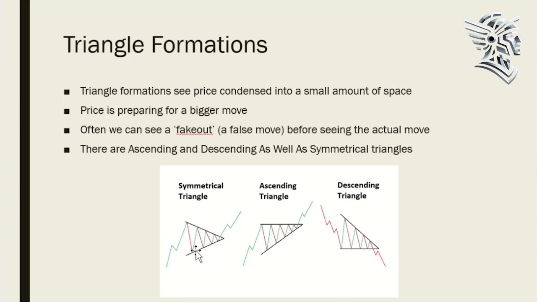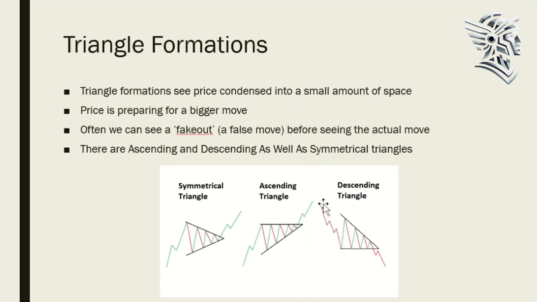Often, especially with the symmetrical one, you can see a fake out, which is just a false move before seeing the actual drive to the upside or downside, whichever way it chooses to go. So with an ascending triangle, it will come from below. It will have one horizontal rejection level that keeps happening and an upwards trend line, and you'll see price going down, up, down, up, down, up, down, up, and stuck in between these levels, which are getting tighter and tighter and tighter, and then you'll see your move and you get your big push to the upside.